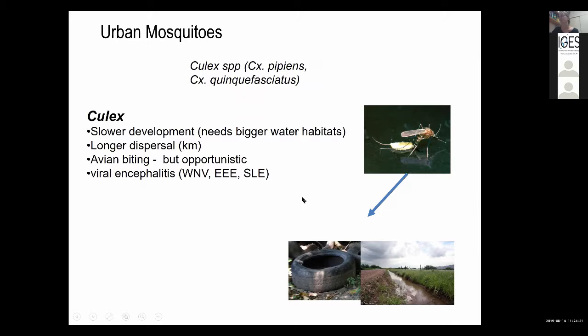They tend to bite birds more frequently than mammals, but during the later season, when birds are harder to get, they will bite humans, and that's how you get transmission of things like West Nile virus. They are more likely to be found both in these kind of tire habitats, so they will breed in urban containers, but not the small cups. Again, they can't be in something that dries out too fast because they take longer, but also in drainage ditches and stormwater sewers, so slightly bigger bodies of water than albopictus.